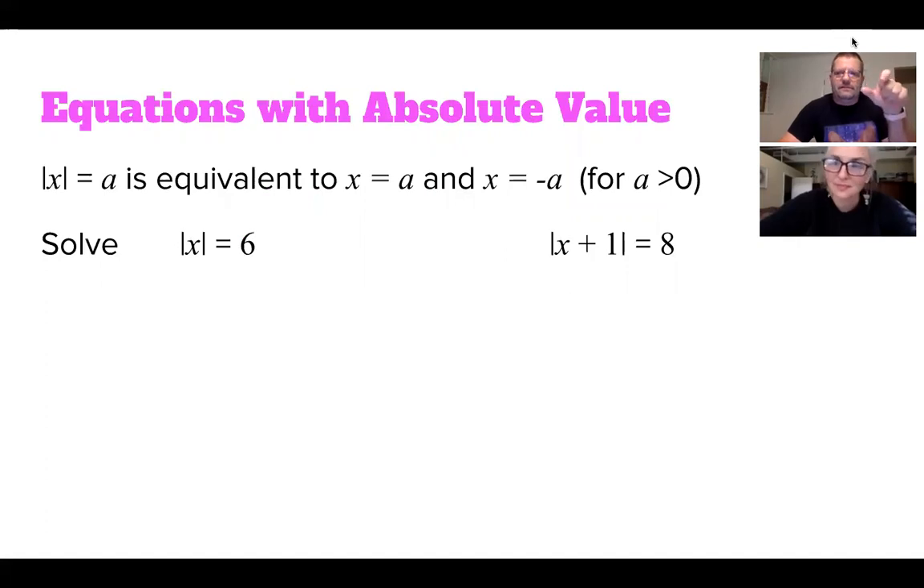absolute value is distance from 0 on the number line. So when I say the absolute value of a number is 4, that's telling you I'm 4 spots away from 0 on the number line. Well, there are 2 numbers that are 4 spots away from 0 on the number line. There's 4, and there's also -4. And we basically do that with equations as well.